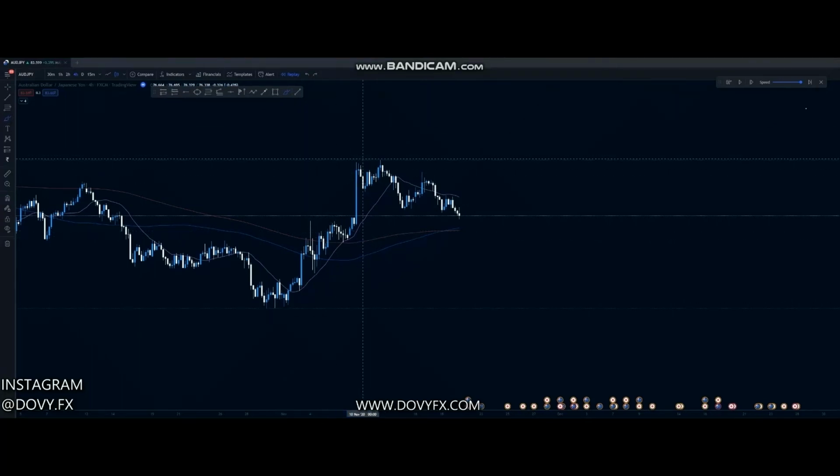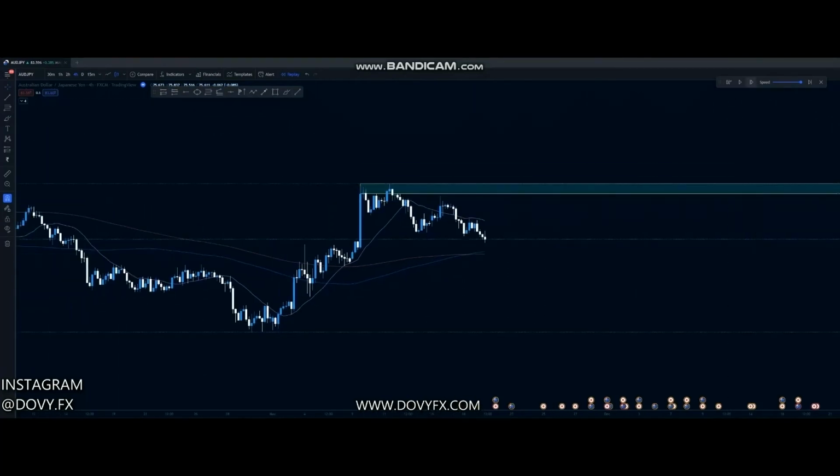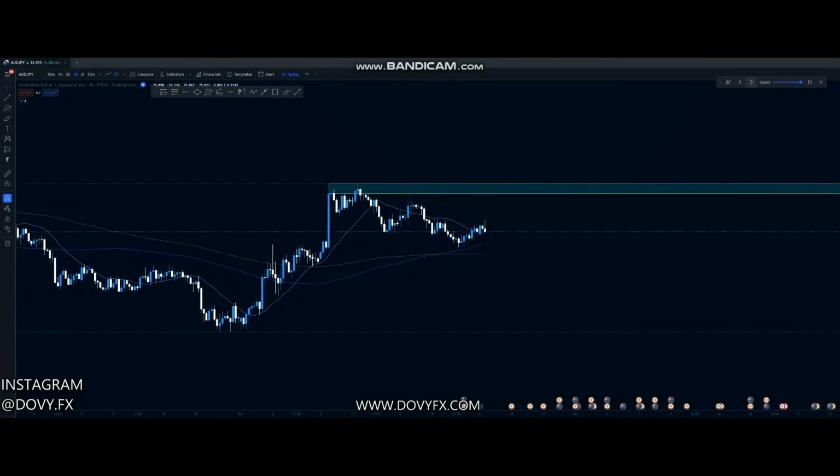So right now, what I see right away that I just talked to you guys about is a market structure, right? We have price respecting this market structure not once, not twice, but 3 times. So what do I wait for now? I wait for a market structure break.